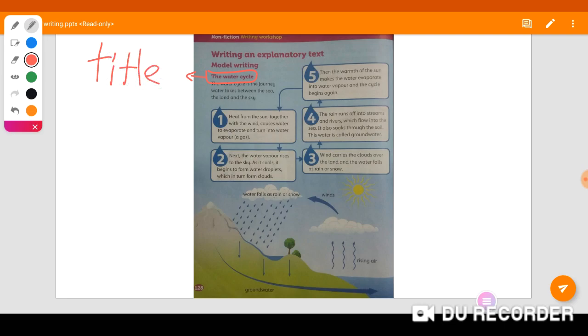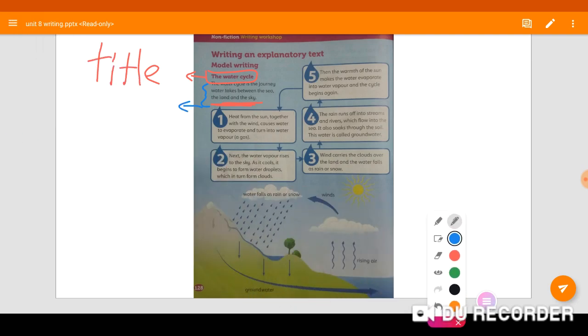After that we have: the water cycle is the journey water takes between the sea and the land and the sky. What about these 3 lines? These 3 lines are called an opening statement. They are like an introduction, okay? So they are called an opening statement. And as I mentioned, it's like an introduction.